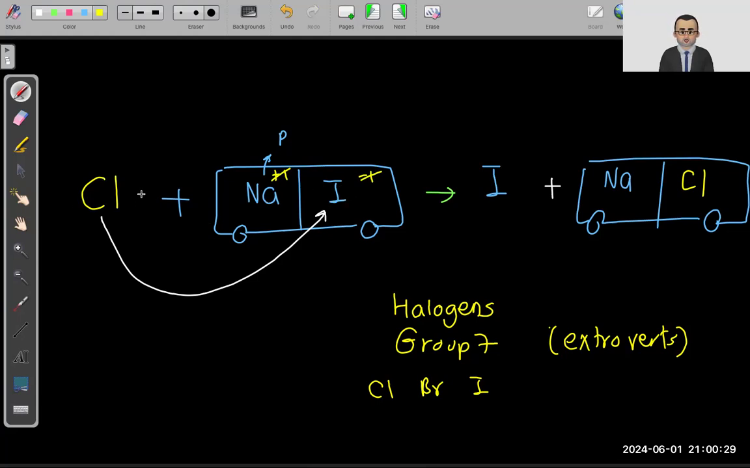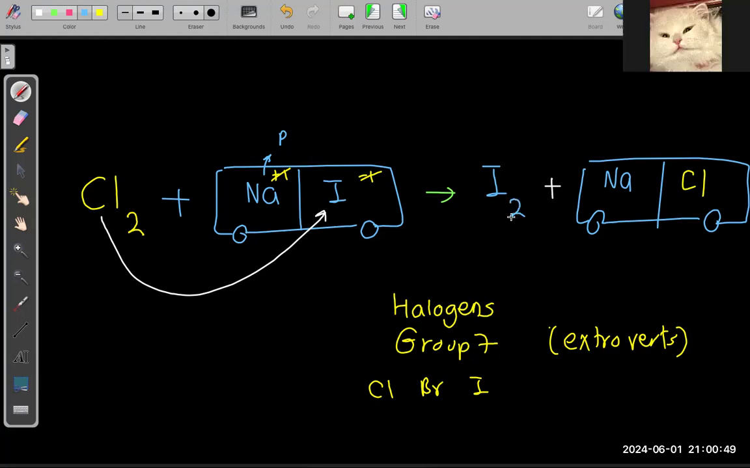But when it is alone here, it cannot be Cl. It has to be Cl what? Cl2. Why? Because it cannot be alone. Again, the iodide here is not 2 because it's with the sodium. But when it is kicked out, what happens? It will become I2. Why? Because it cannot be alone. Why is it not 2 here? Because it already has Na. Very good.